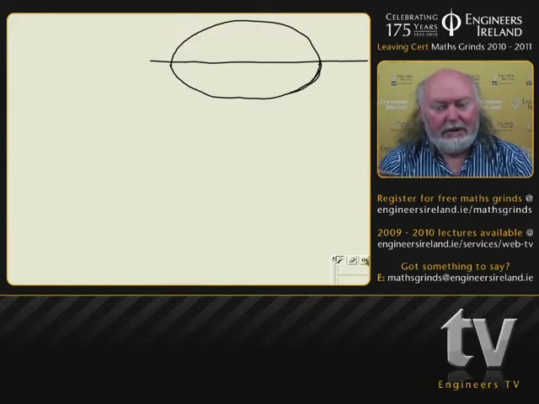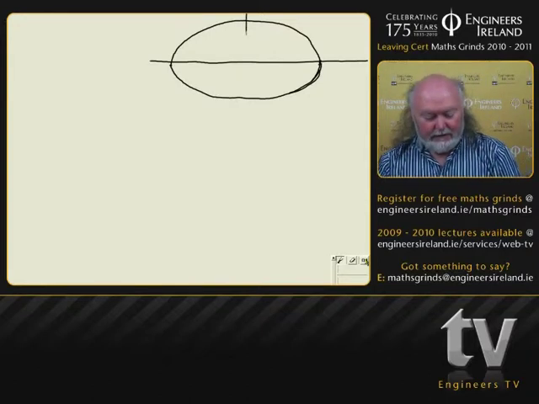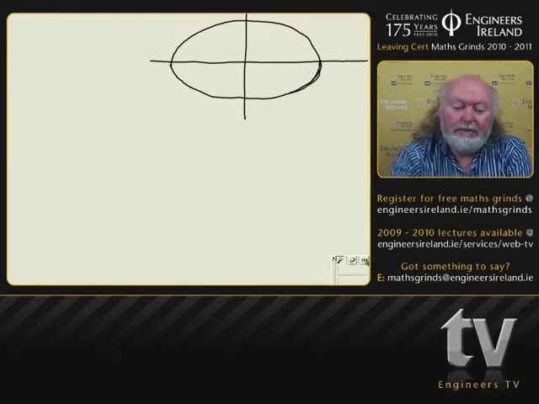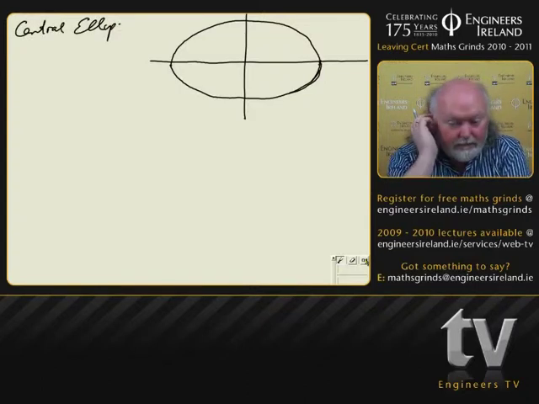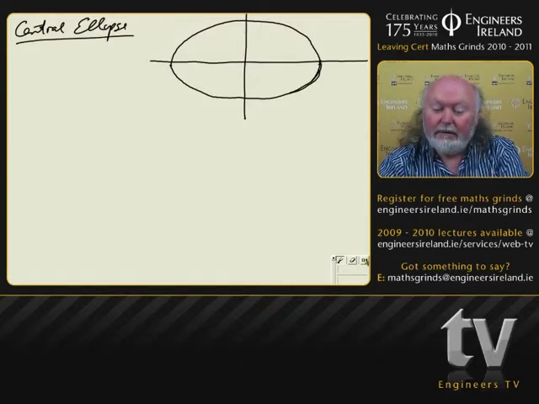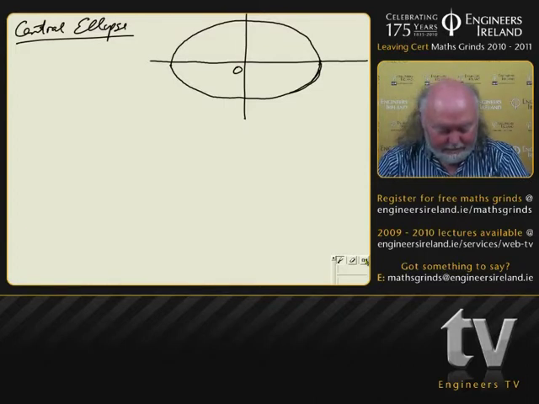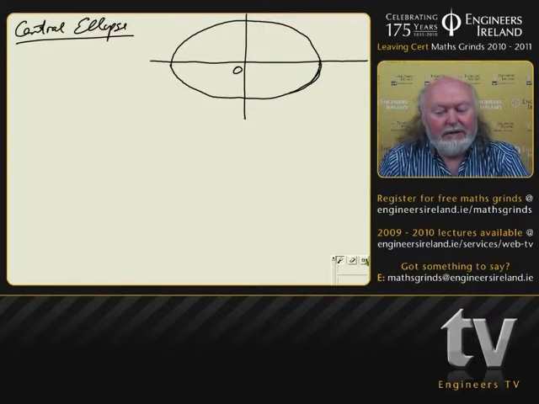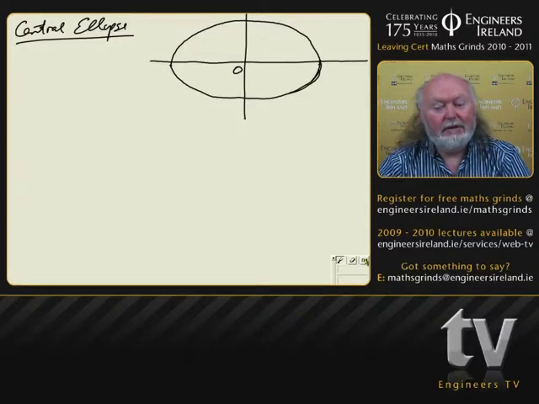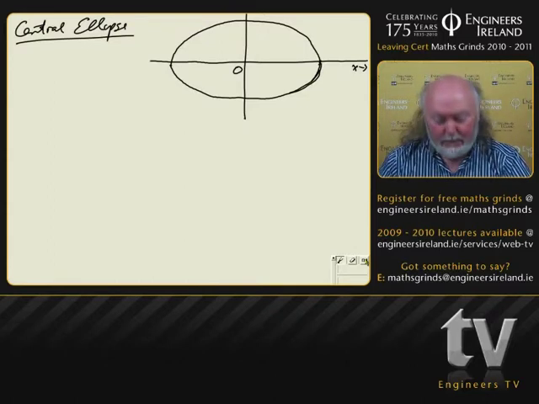Now we're going to start talking about the bits that are on the Leaving Cert, okay? The Leaving Cert deals with central ellipse. That means it's going to be centered at the origin. Now, we have the largest axis, which is the major axis, happens to be running along the x-axis here. Sometimes the ellipse will have the largest one running along the y, and we'll come to see how that can happen in a minute.